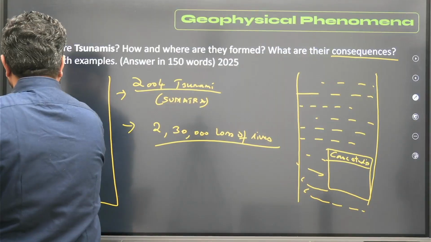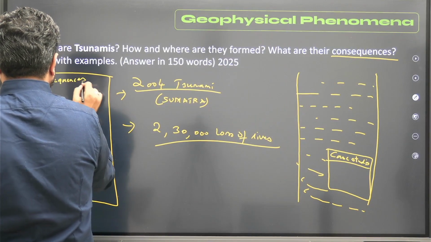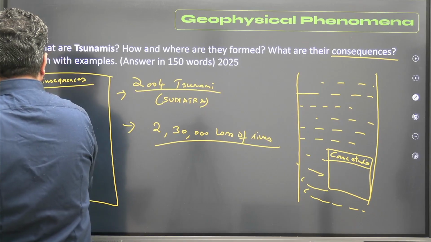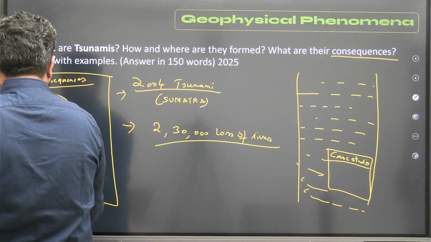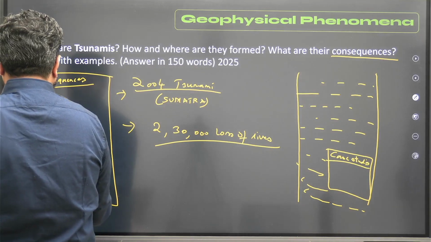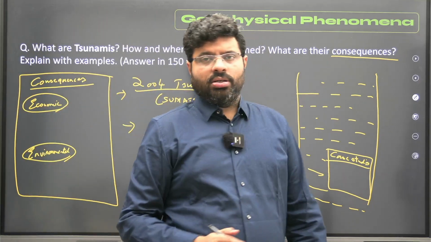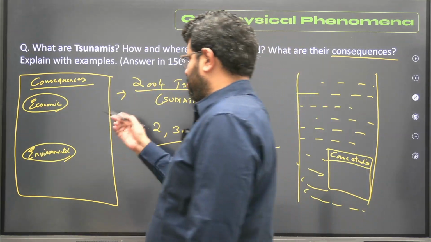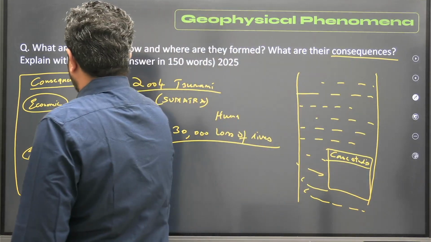Now, while you give consequences, divide them into economic, divide them into environmental, right? So that it will be easier. Economic, you talk about human aspects. Here we have already discussed human aspects, loss of life.